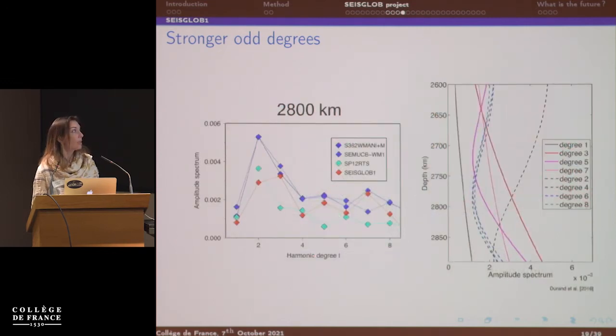Another way to look at that is to look at the spectrum here at 2,800 kilometer depth. SP12RTS is another model, from Paula, and you see we agree with this decrease of degree 2, but in SPhiGlobe 1 we have the cross-coupling, so we see stronger odd degrees in general.